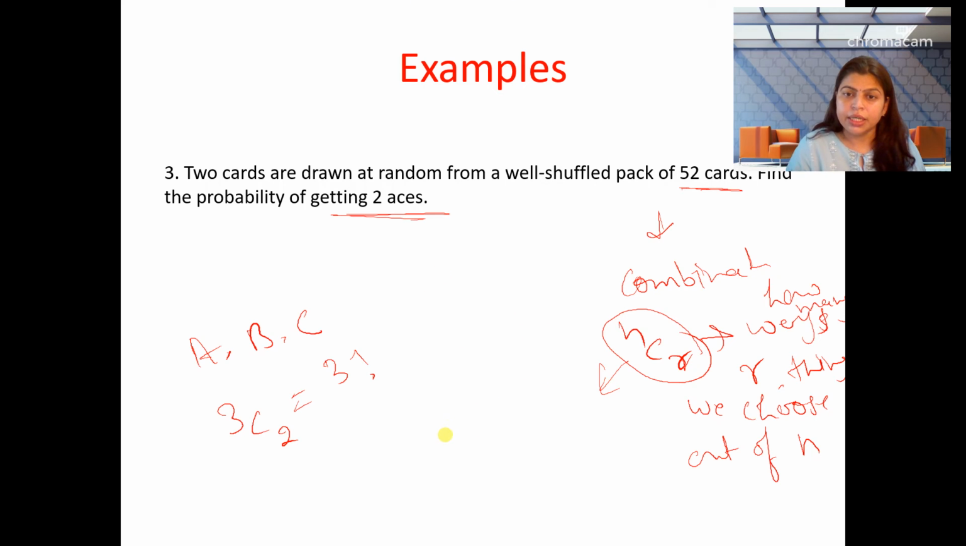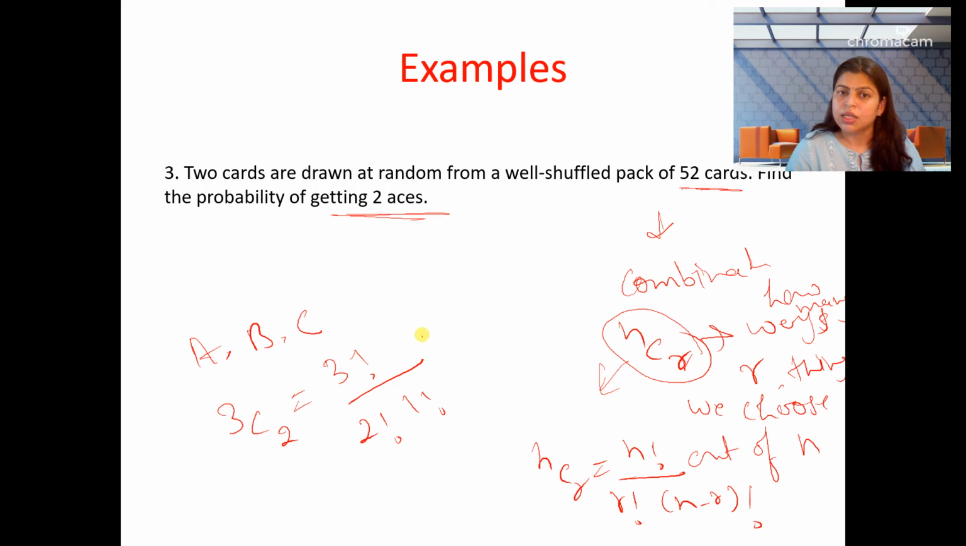Okay, so here nCr is basically factorial n upon factorial r and factorial n minus r. This is the formula. So here it would be factorial 3, factorial 2 and factorial 3 minus 2, that is 1. So I am going to have basically three choices. How? Like if I select AB, I can select AC, I can select BC. Likewise I will have total 3 cases.